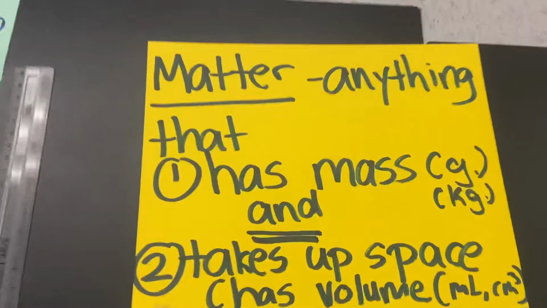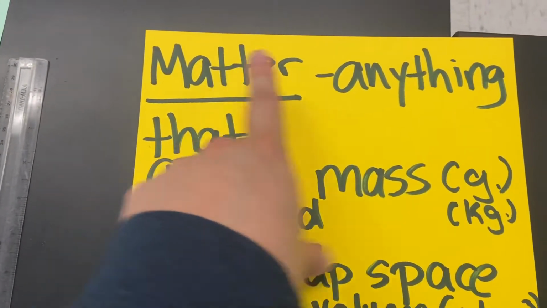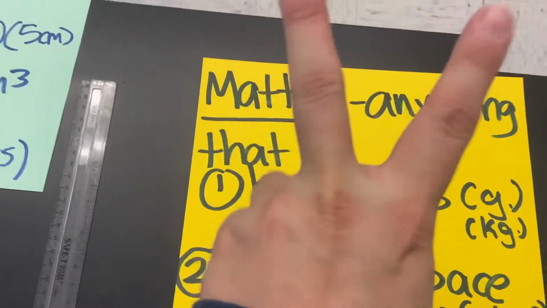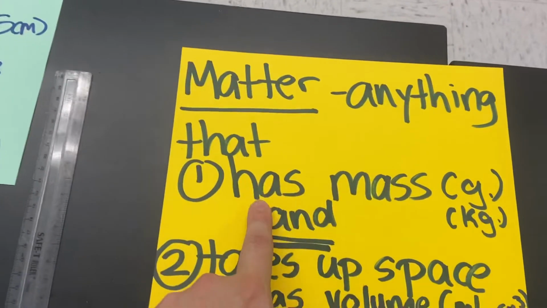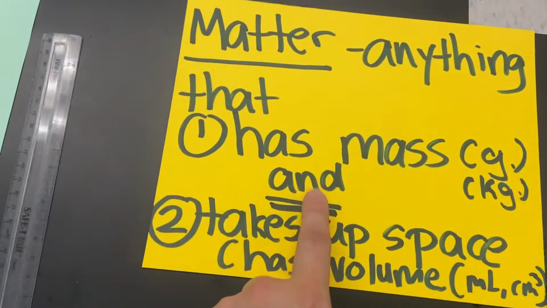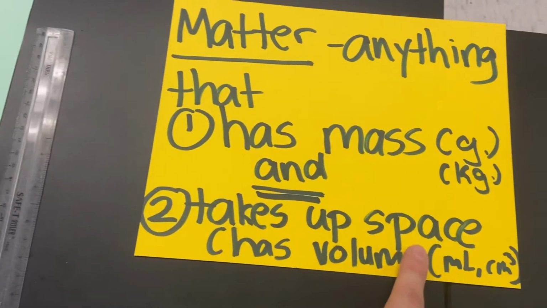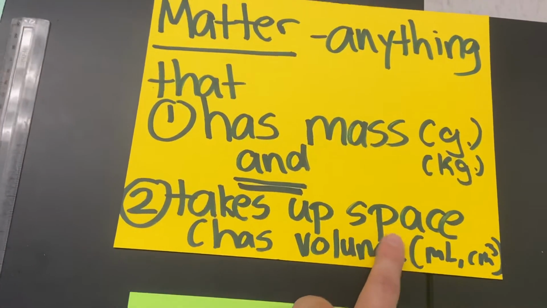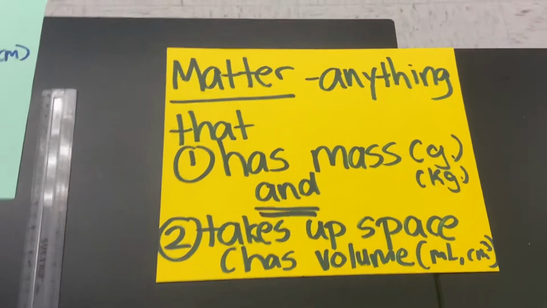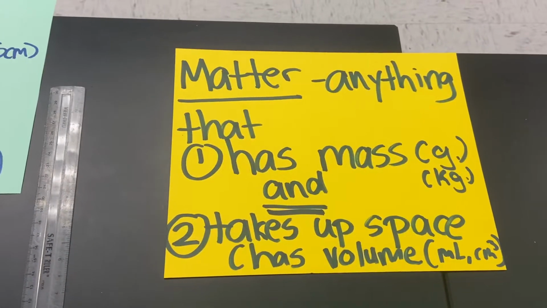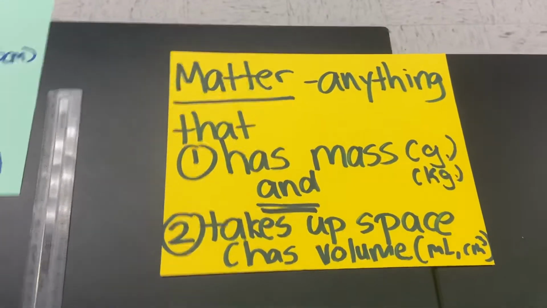Matter is anything that has two things. Matter is anything that has mass and takes up space. And if you take up space, we say that you have volume, okay? Matter is anything that has mass and takes up space.